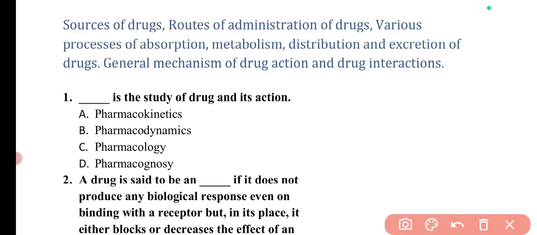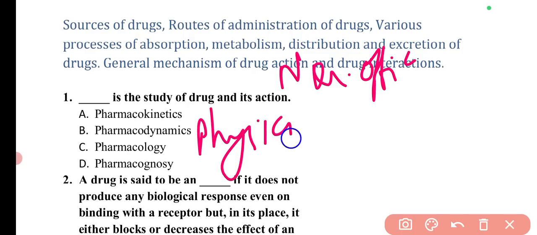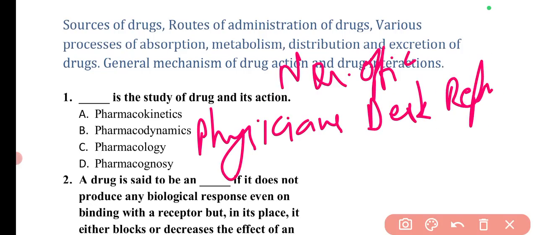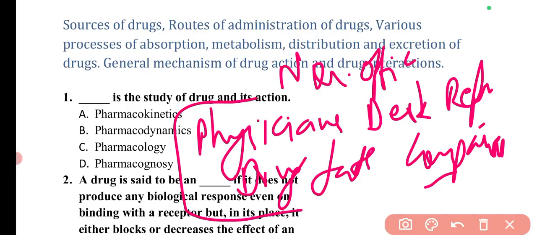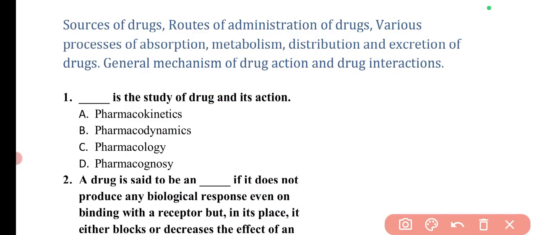There can be several unofficial or non-official compendia. In this, the Physician's Desk Reference will come. Then there are several drug facts. There can be several publications or comparisons given in different countries. These come under the non-official compendia. So this is the basic information.